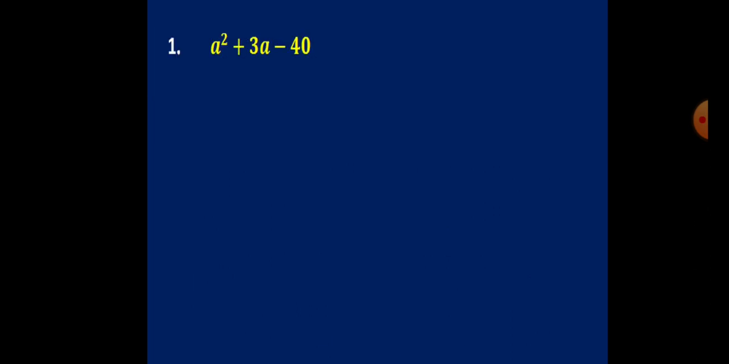So this is one. I need to resolve it into factors: a squared plus 3a minus 40. As you can see, this a squared plus 3a minus 40 fits into an identity, as after a squared we have a positive sign. That means x squared plus (a plus b) times x plus ab. After x squared we have a plus sign, and after that we have a plus sign, so we must go with that one, and that one is (x plus a)(x plus b).